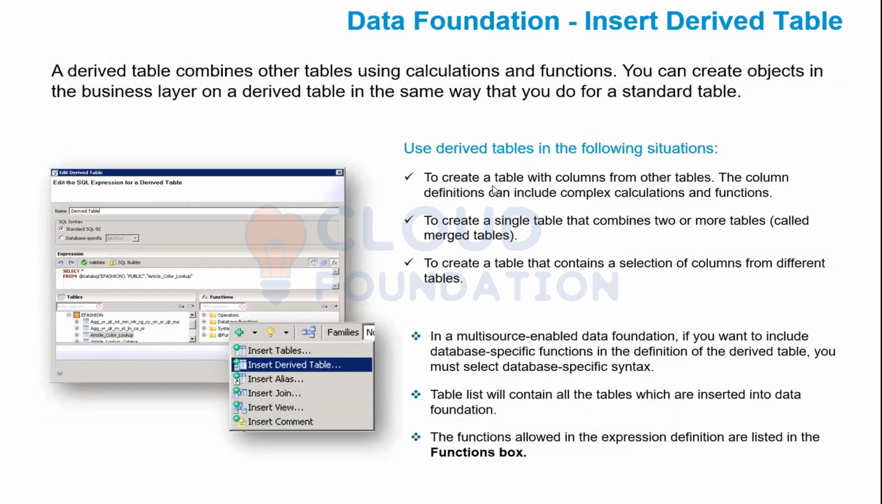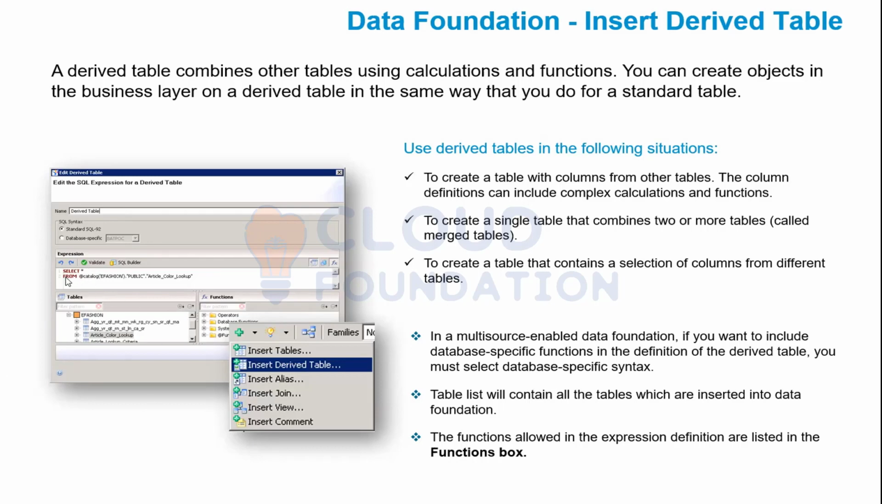So derived table, as I already told you, is used to create a table with columns from other tables. If we want to create a table with columns from other tables, then we will use a derived table. Here we have to write formulas to create a derived table. If we click on Insert Derived Table, a pop-up window will come. There they ask what name you want for that derived table and what the formula is. For this purpose, we need some basic understanding of SQL.